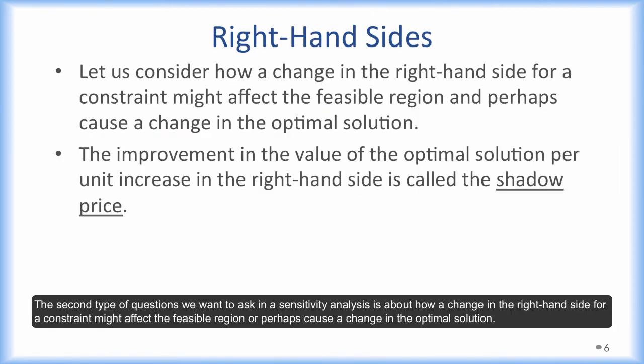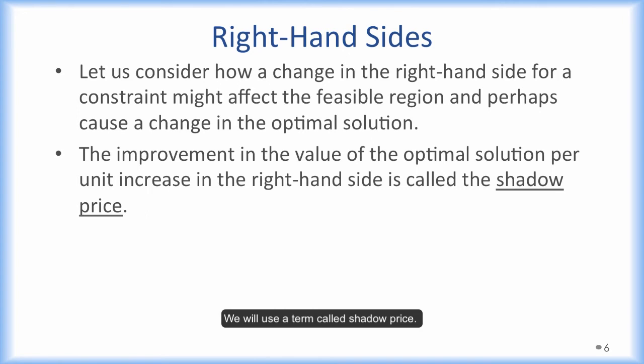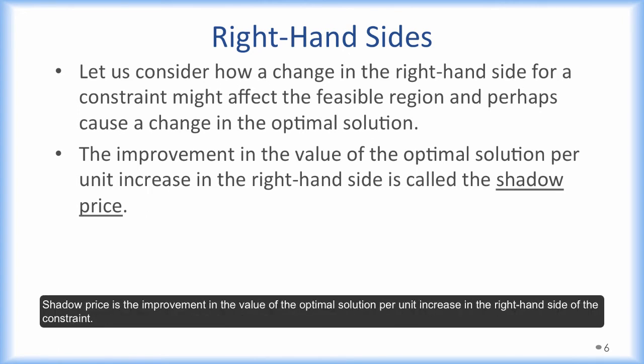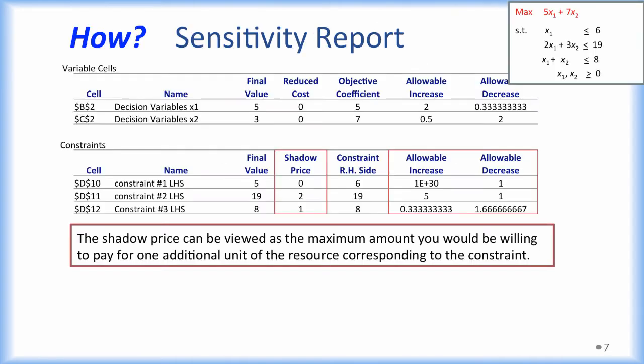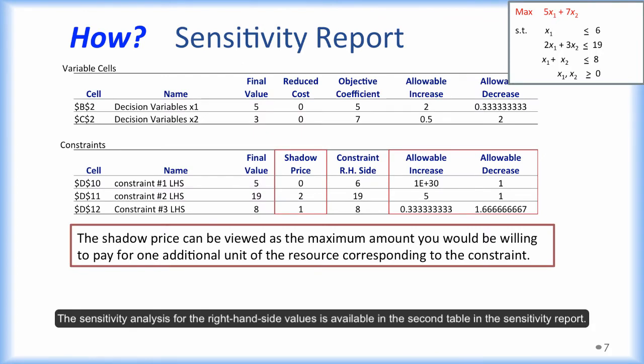The second type of questions we want to ask in the sensitivity analysis is about how a change in the right-hand side for a constraint might affect the feasible region or perhaps cause a change in the optimal solution. We will use a term called shadow price. Shadow price is the improvement in the value of the optimal solution per unit increase in the right-hand side of the constraint. The sensitivity analysis for the right-hand side values is available in the second table in the sensitivity report.